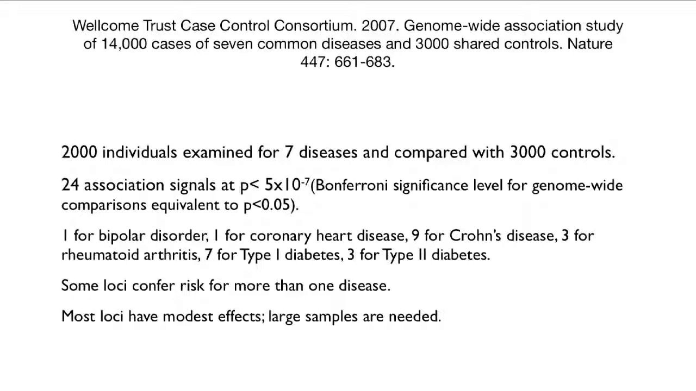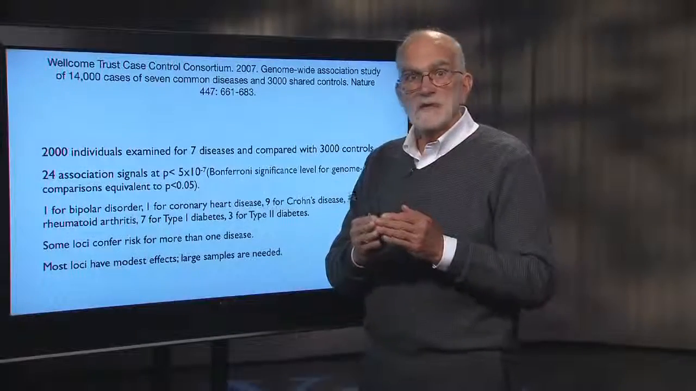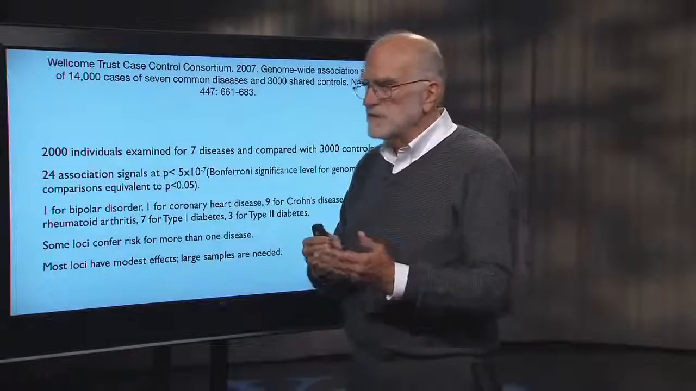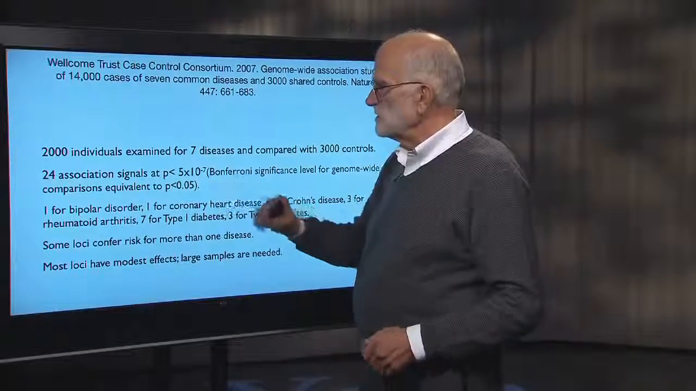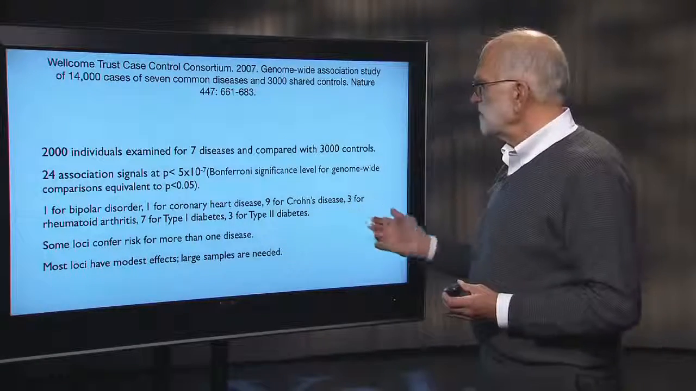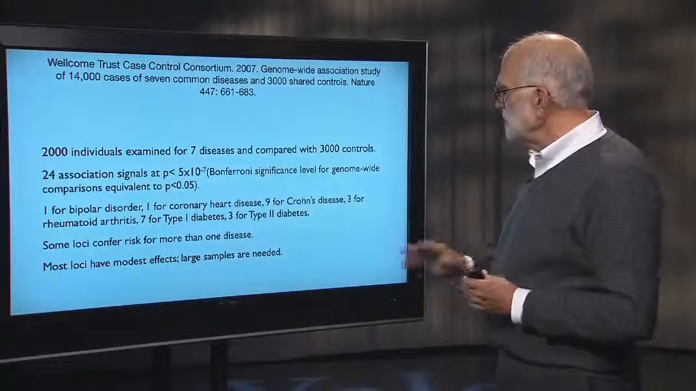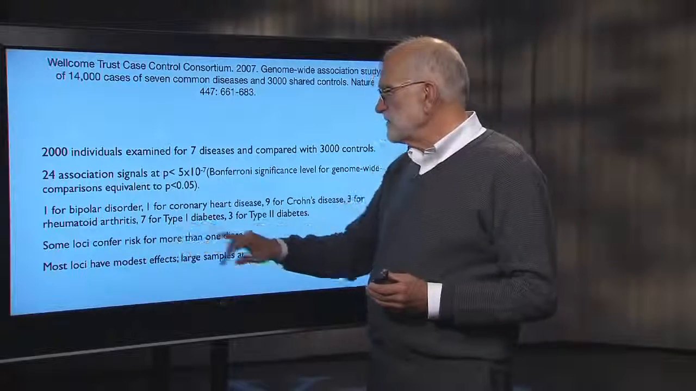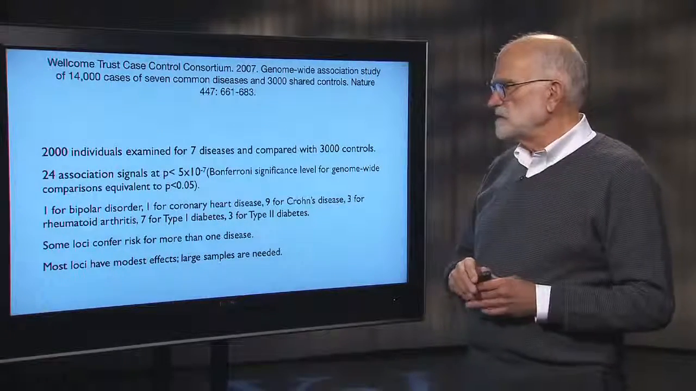There were 24 signals of an association between genetic variation and disease. And they demanded that this be at a probability smaller than 5 times 10 to the minus 7th. That's because they're looking at so many different comparisons. There is some possibility that if you look at 1 million comparisons, some will be significant just at random. So this corrects for that. They found 1 for bipolar, 1 for coronary heart disease, 9 for Crohn's disease, that's an inflammatory bowel syndrome, 3 for rheumatoid arthritis, 7 for type 1 diabetes, and 3 for type 2 diabetes.